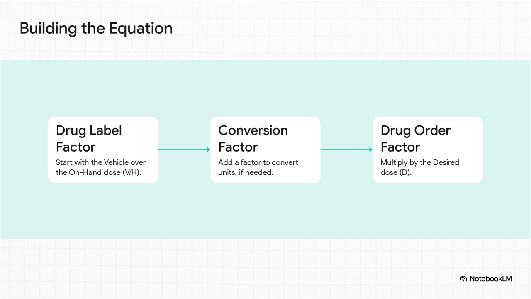It's really just 3 pieces. You start with what's on the drug label, that's your vehicle over what you have on hand. Then, and this is the magic part, you add a conversion factor if you need it. And finally, you multiply by the doctor's order.